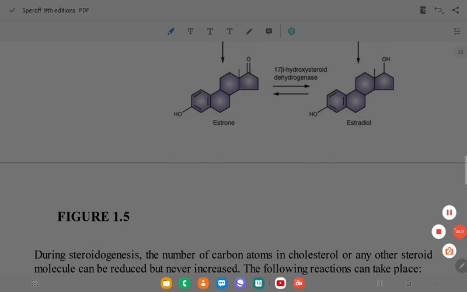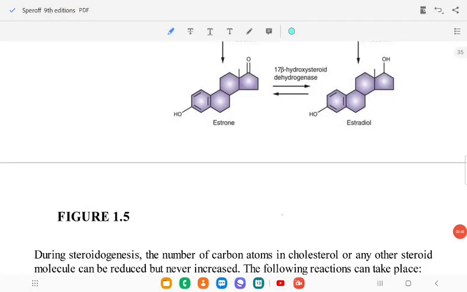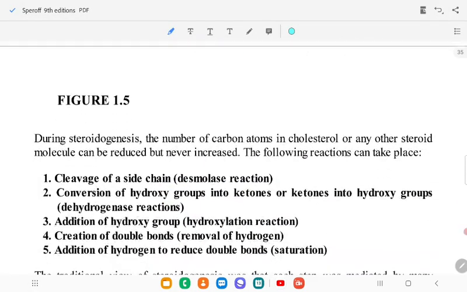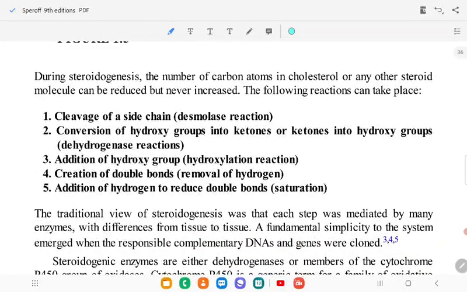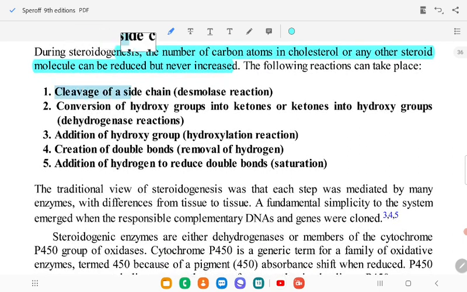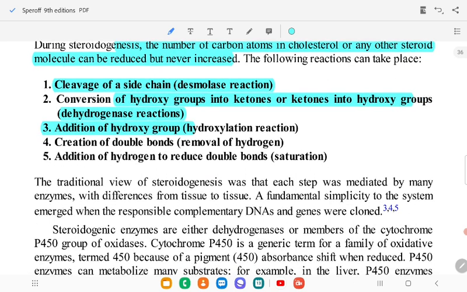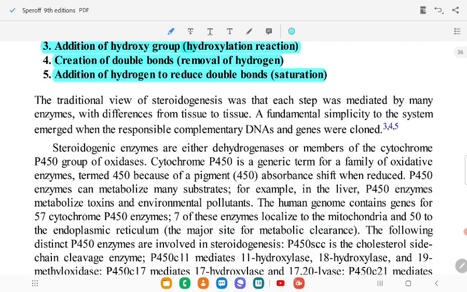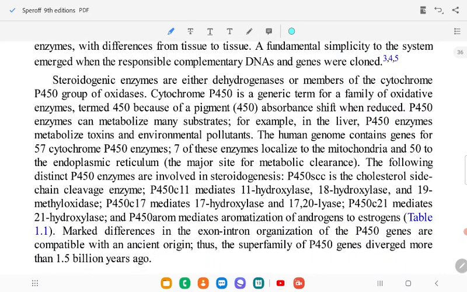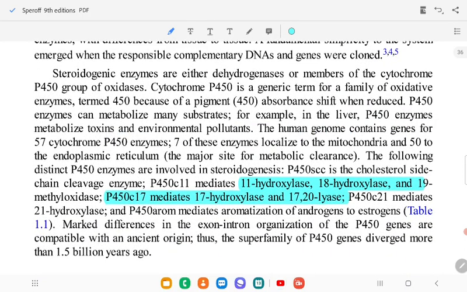Then we understand things better. During steroidogenesis, the number of carbons in the cholesterol-derived steroid molecules can be reduced but never increased. It always decreases but never increases. The following reactions take place: side chain cleavage, conversion of hydroxy group into ketone and ketone into hydroxy group by dehydrogenase reactions, desmolase reaction, addition of a hydroxy group by hydroxylase reaction, creation of a double bond by removal of hydrogen, and addition of hydrogen to reduce double bond saturation.